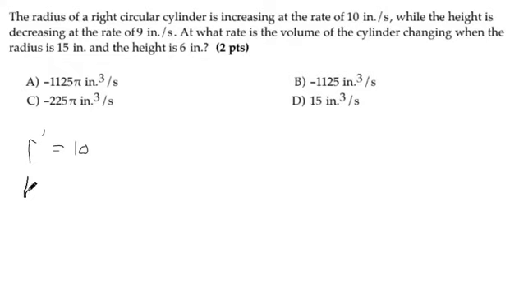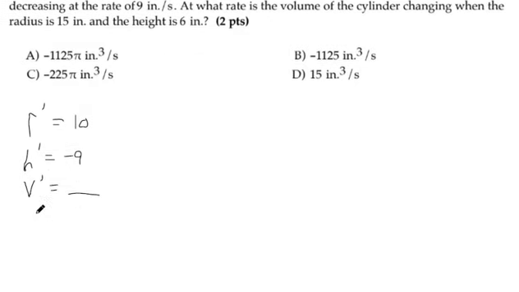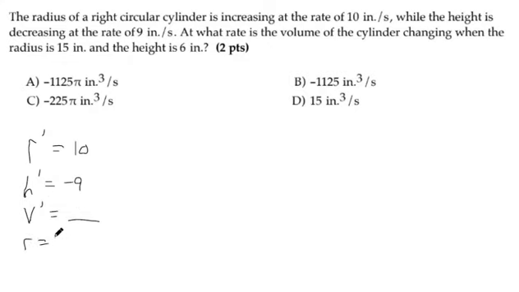While the height is decreasing, so the rate of change of the height is decreasing, so I'm putting a -9 there. At what rate is the volume of the cylinder changing? So they're asking me what is V prime when the radius is 15 inches and the height is 6.